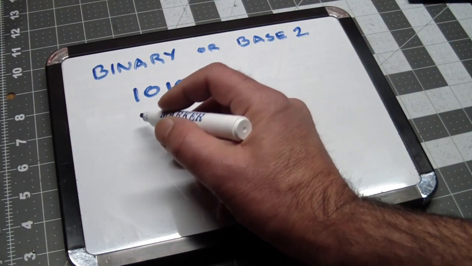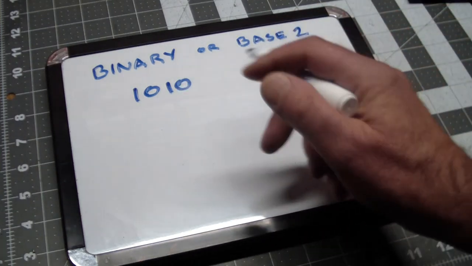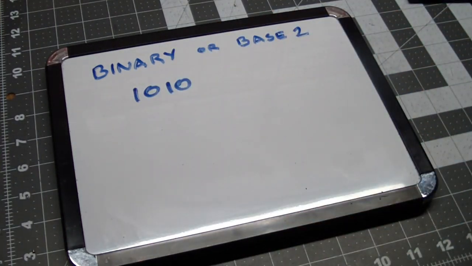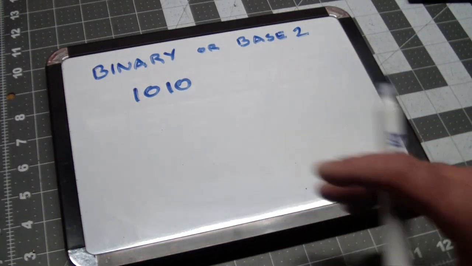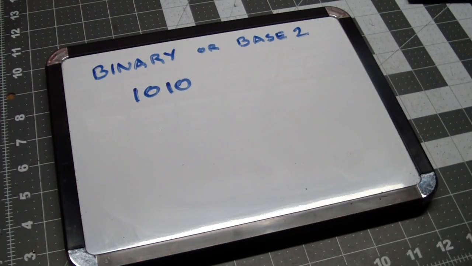Well, we take the first digit. We basically multiply the digits by 2 to the power of sequential integers starting at 1. And also, we're only going to talk about integer values, because it gets kind of nasty when you get to binary and you have to start dealing with real numbers.